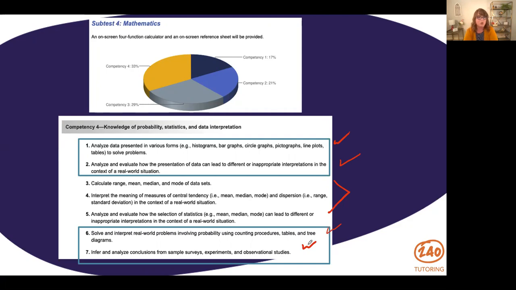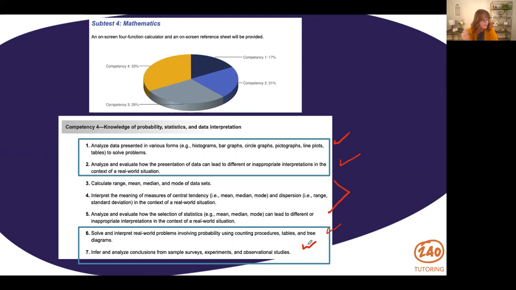So today we're looking at analyzing data presented in various forms, so lots of graphs and plots to solve problems, and we're going to talk about those a little bit in depth in just a moment. We're going to be looking at analyzing and evaluating the presentation of data. We're going to be looking at solving and interpreting real-world problems using probability with procedures, tables, all of that stuff. And then inferring and analyzing conclusions from sample surveys, experiments, and observational studies.